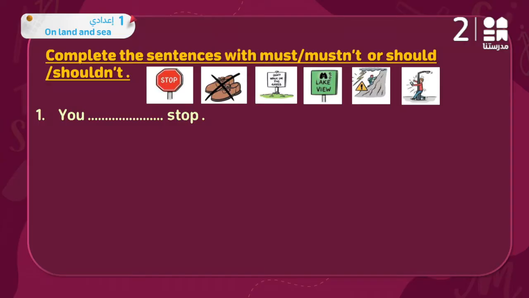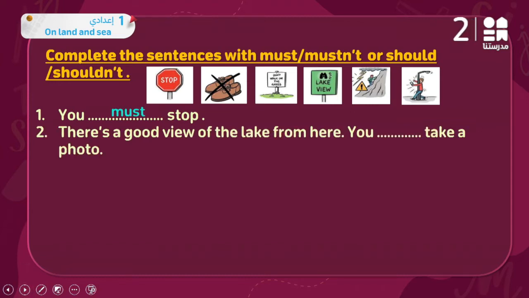Stop. Hey, look at the sign in front of us. Stop. So you have to respect the rule. You have to respect the sign and stop. So you must. Okay. Next, there is a good view, a good scene. There is a good view of the lake from here. You take a photo.